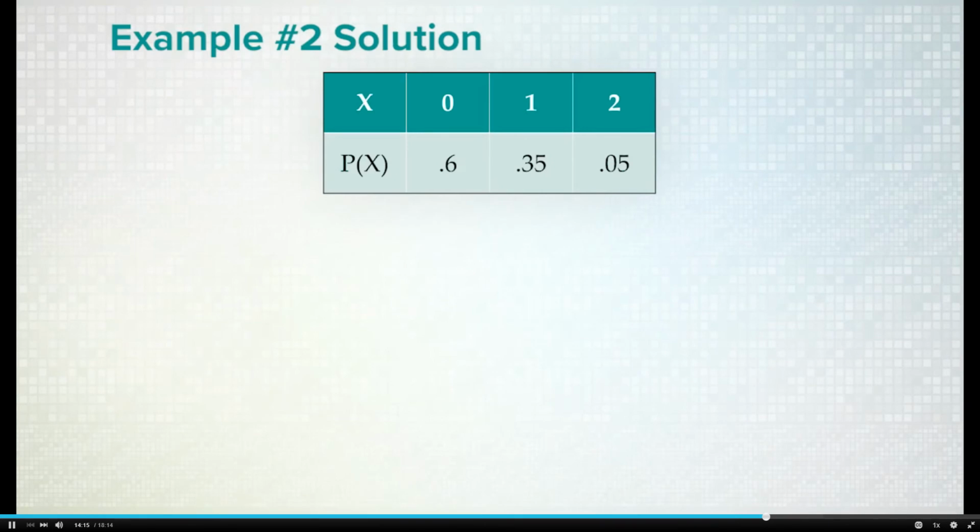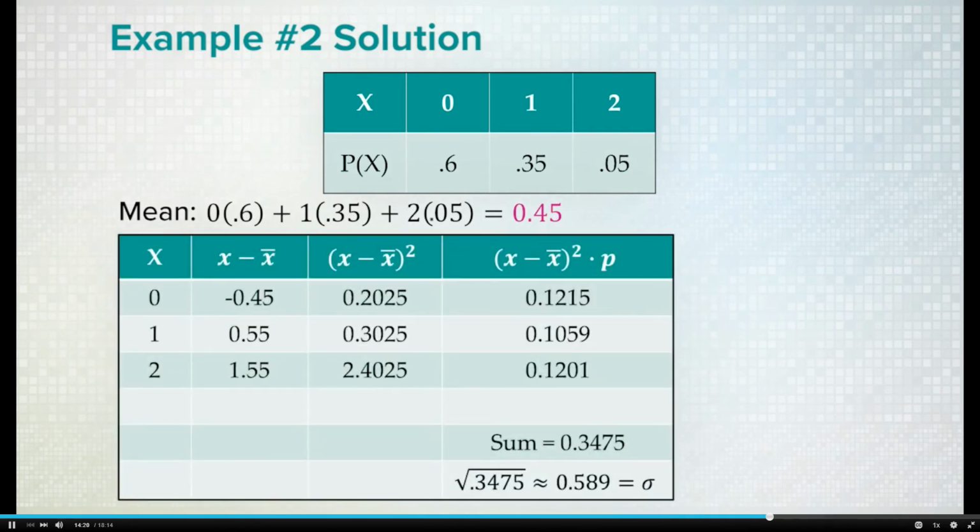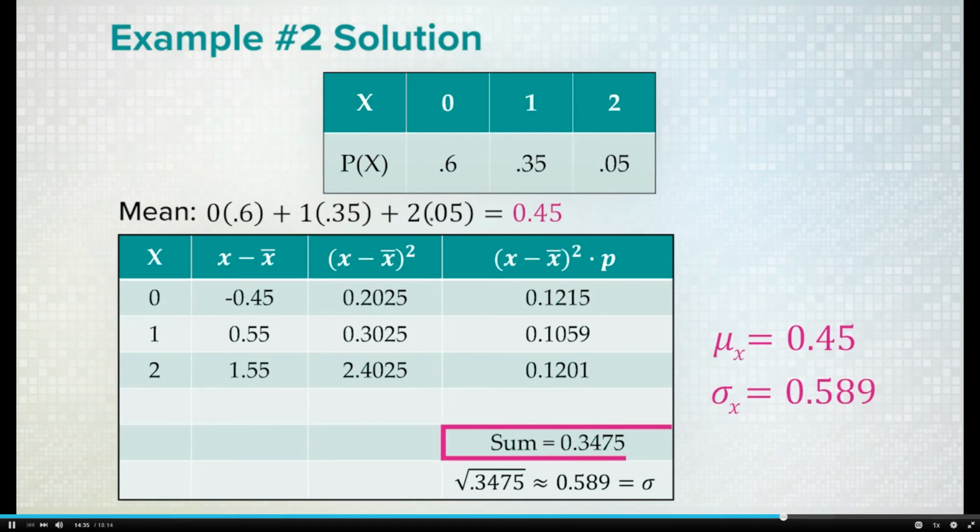Here's the solution to example 2. To find the mean of any discrete random variable, what do we do? Multiply, multiply, multiply, add. And in this case, we get 0.45. If we do our chart to find the variance, we end up with 0.3475. The square root of that is approximately 0.589. So the mean of x is 0.45, and the variance of x is 0.3475. And the standard deviation for x is 0.589.